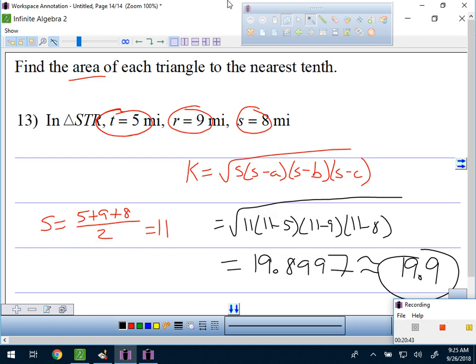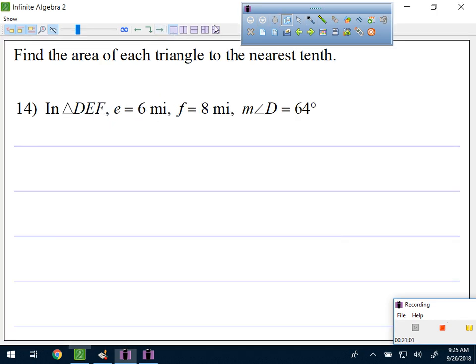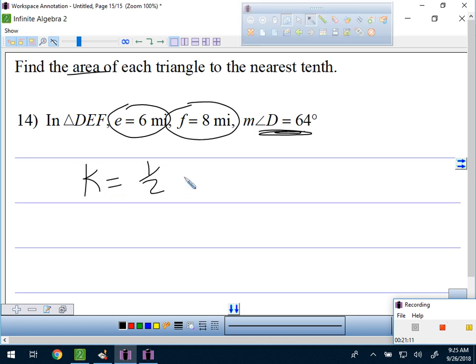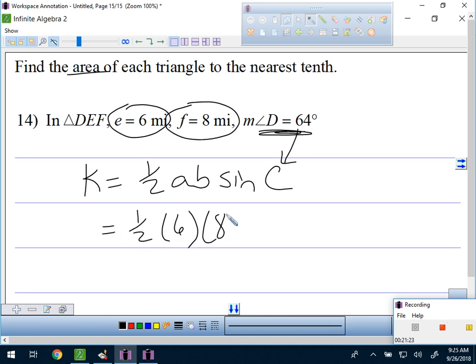So that's good to go. All right, number 14, I bet, is another area problem with a different formula. It sure is. I think I give you one of each. So this one, it says find the area of this triangle. Look what I give you. I give you two sides and only one angle. So that formula is the one that has 1/2 AB sine of C. Now, remember, it doesn't matter what letters I give you. You know what my angle is, so that angle is going to go right there. So here's what I'm going to have. 1/2 times 6 times 8 times sine of 64.